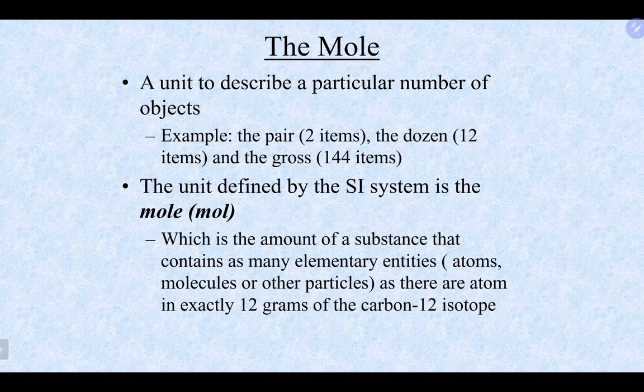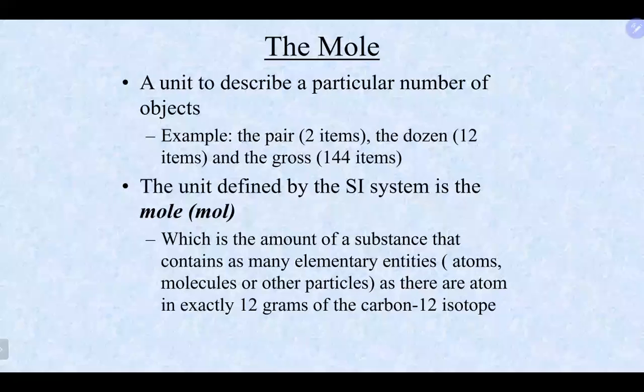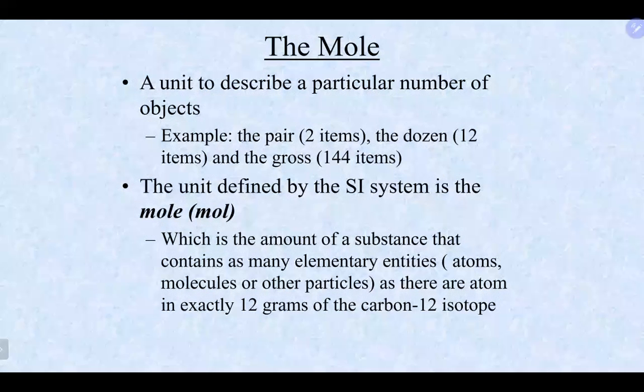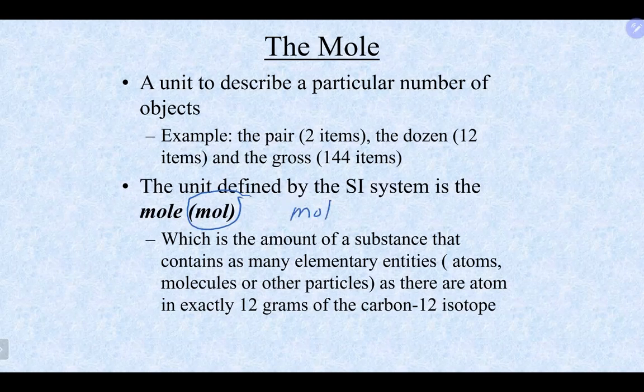So for example, if we say we have a pair of something, that represents 2. If we say we have a dozen of something, that represents 12. And if you're counting pencils, I think that's what they used to use that for, maybe paper, a gross of pencils is 144. So in chemistry, we have the mole, which is the unit that represents a certain amount of something. And one important thing about the mole is this abbreviation. They had to abbreviate it somehow, so they got rid of the E.